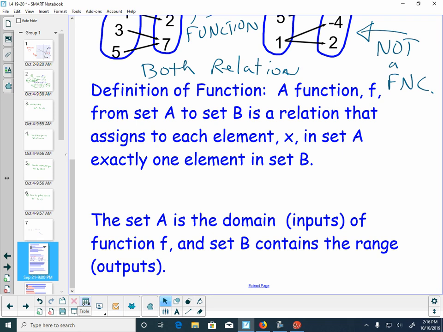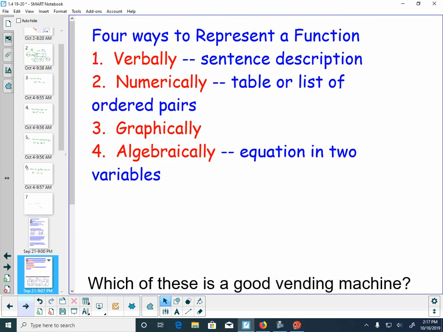The set of inputs is called the domain, and the set of outputs is called the range. Have you heard of these words before? Yeah, of course you have. So there are four ways to represent a function. You can represent a function verbally with a sentence description. You can represent a function numerically with a table or a list of ordered pairs. You can represent a function graphically. And you can represent a function algebraically, with an equation in two variables.